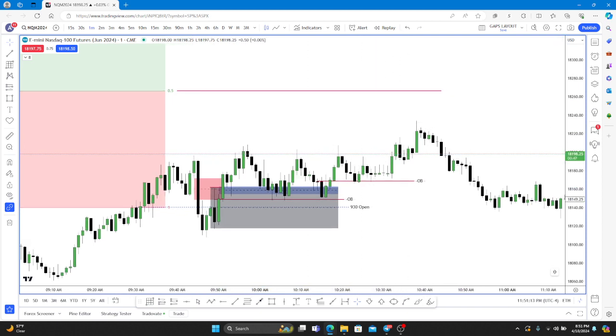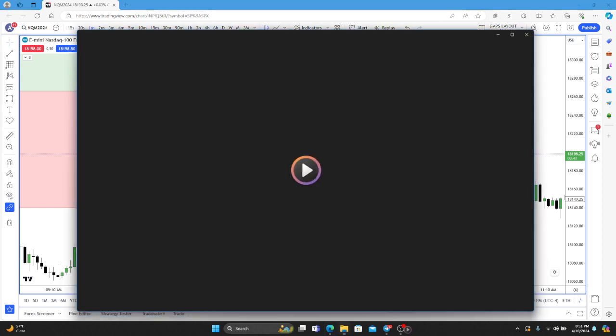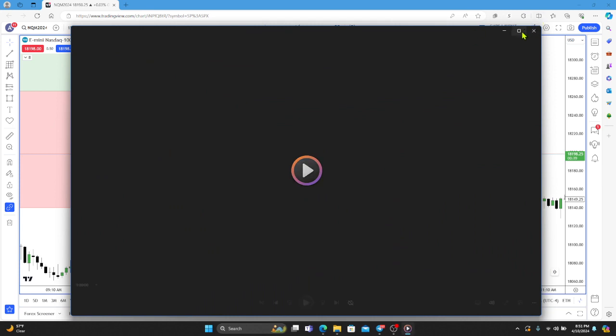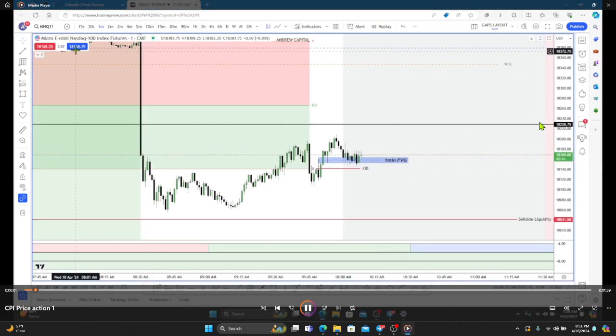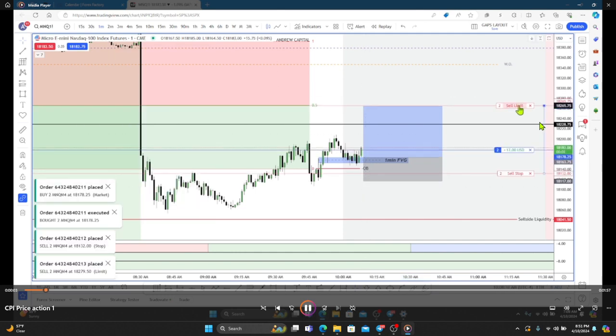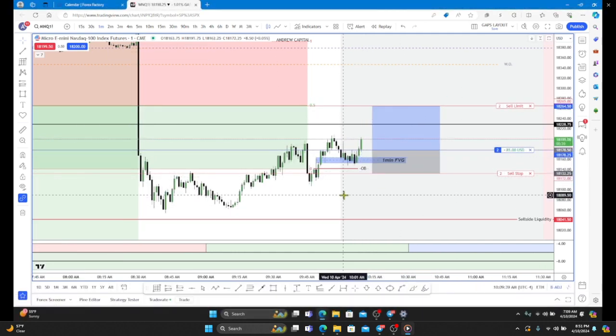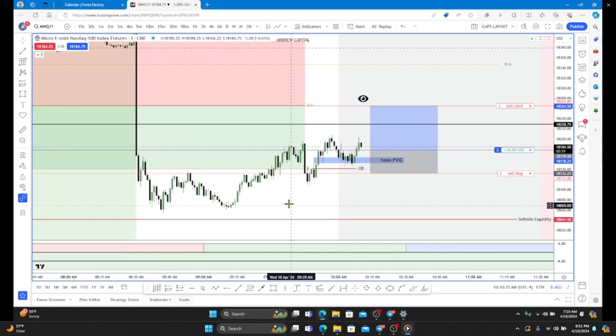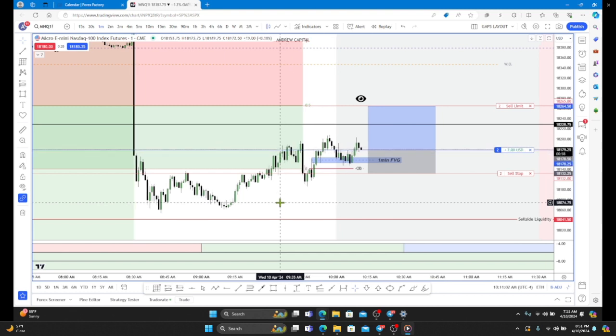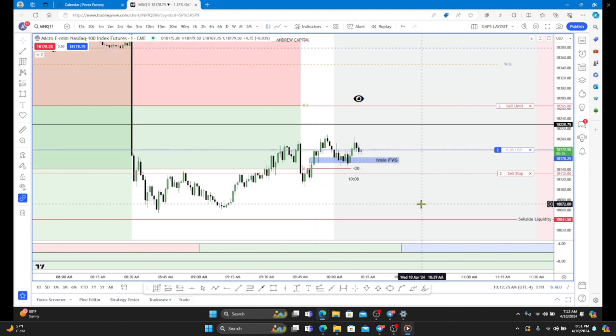But let's pull up the entry here on this first one here. So we can see that 1 minute gap. The order block is delineated there. And we're targeting 50% of that regular trading hours gap.